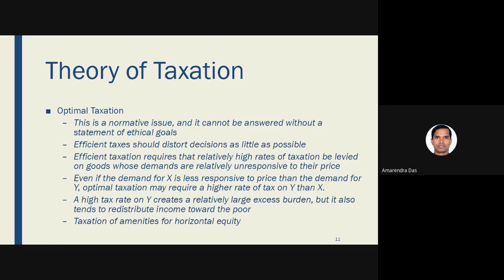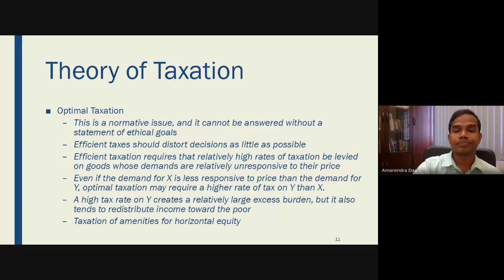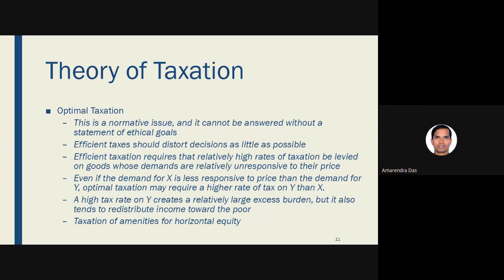The theory of optimal taxation could be discussed in the context of direct tax. It could also be discussed in the case of indirect tax. In the case of indirect tax, we have discussed a little bit. Efficient taxes should distort decisions as little as possible, and efficient taxation requires that a relatively high rate of taxation should be levied on goods whose demands are relatively unresponsive to their prices. Basically, we say that inelastic commodities should be taxed at a higher rate. And what are those commodities which are inelastic in nature?